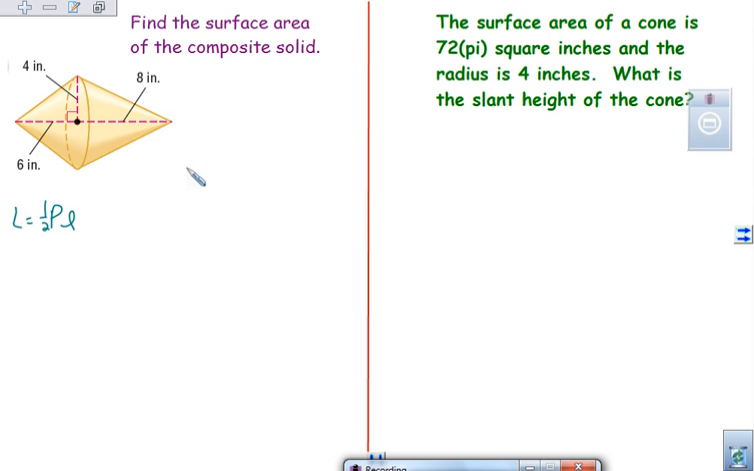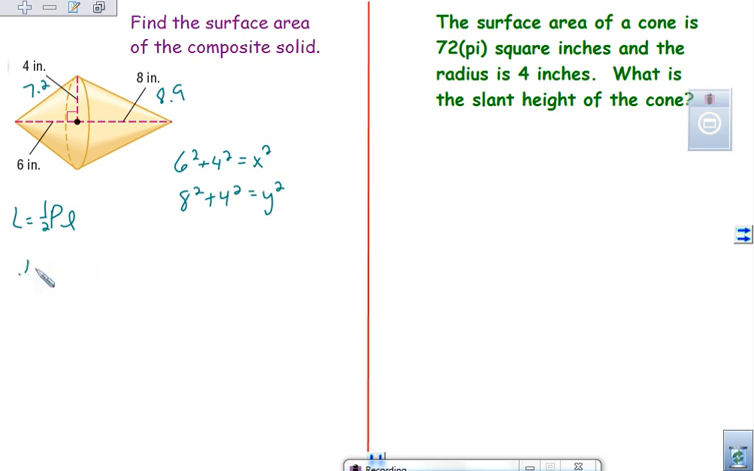So I see 6 squared plus 4 squared equals x squared, and we get 7.2. On the other side, we have 8 squared plus 4 squared equals y squared for 8.9. So just a review of Pythagorean theorem.